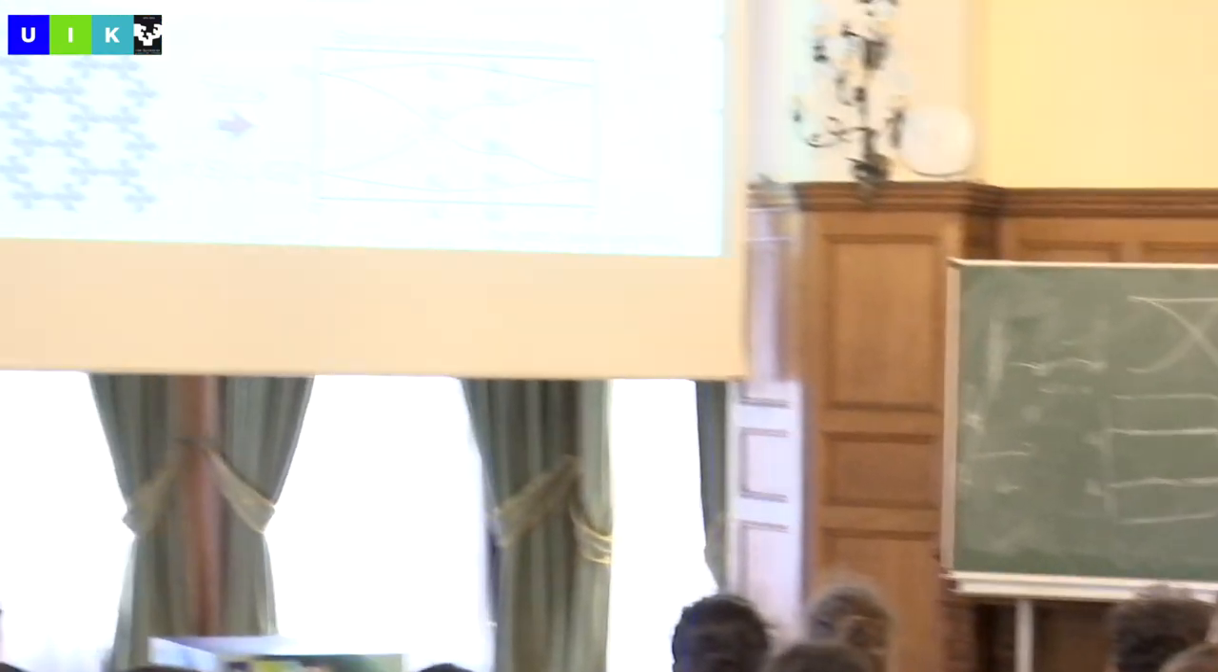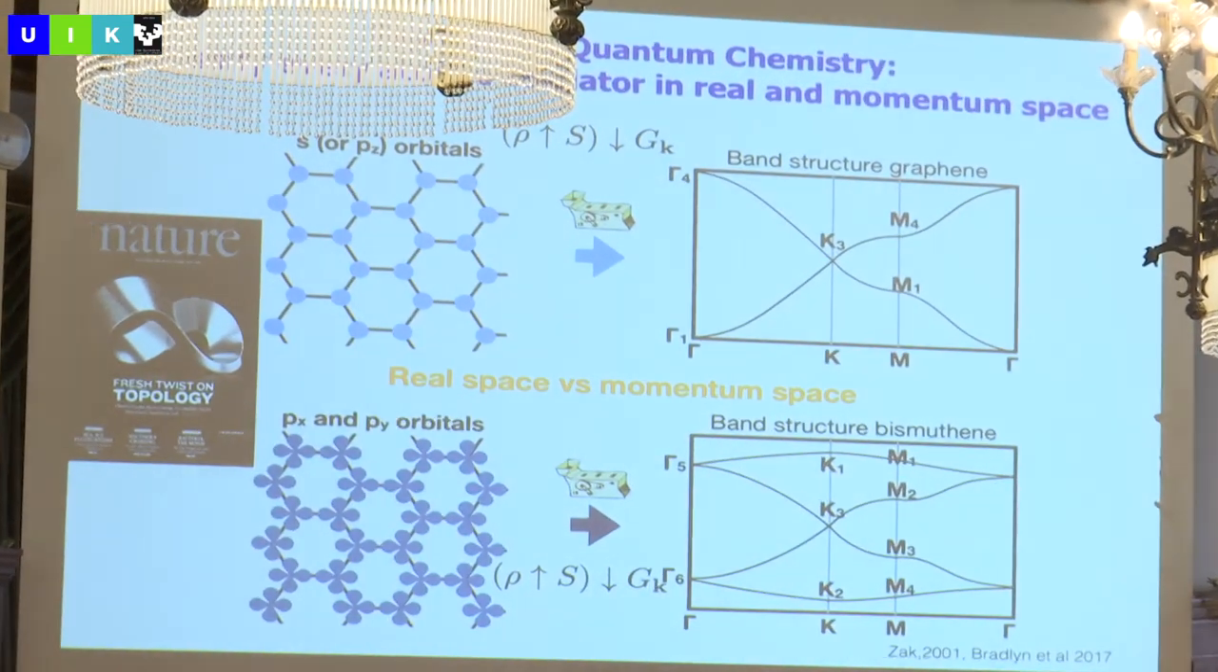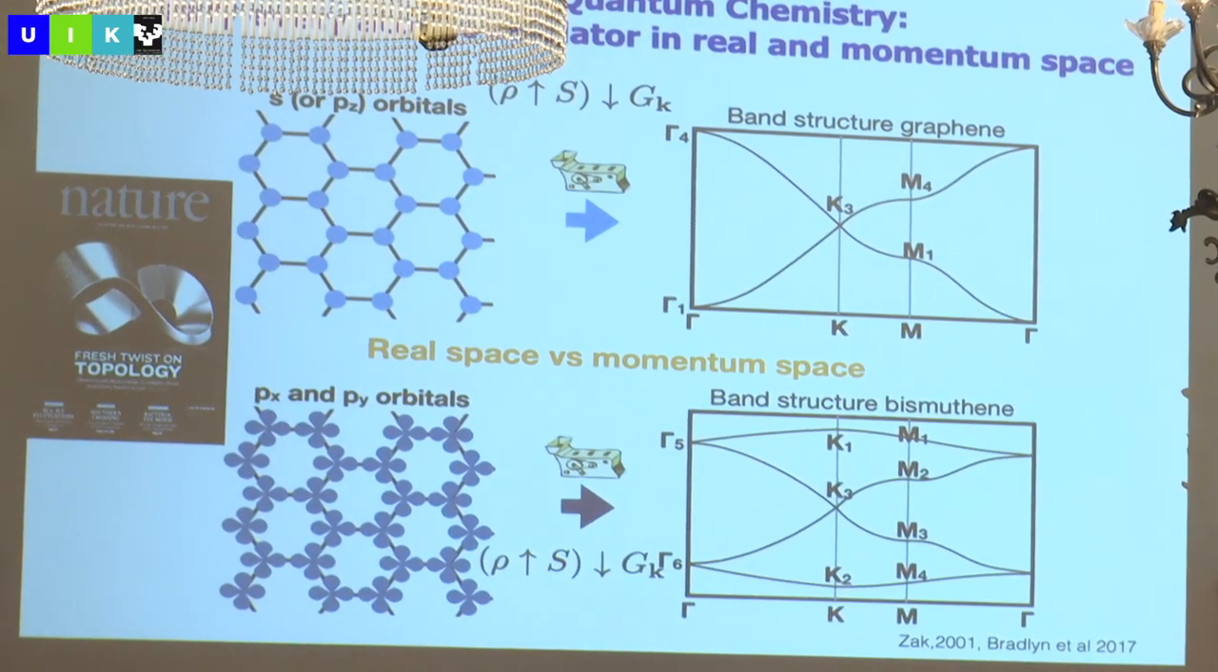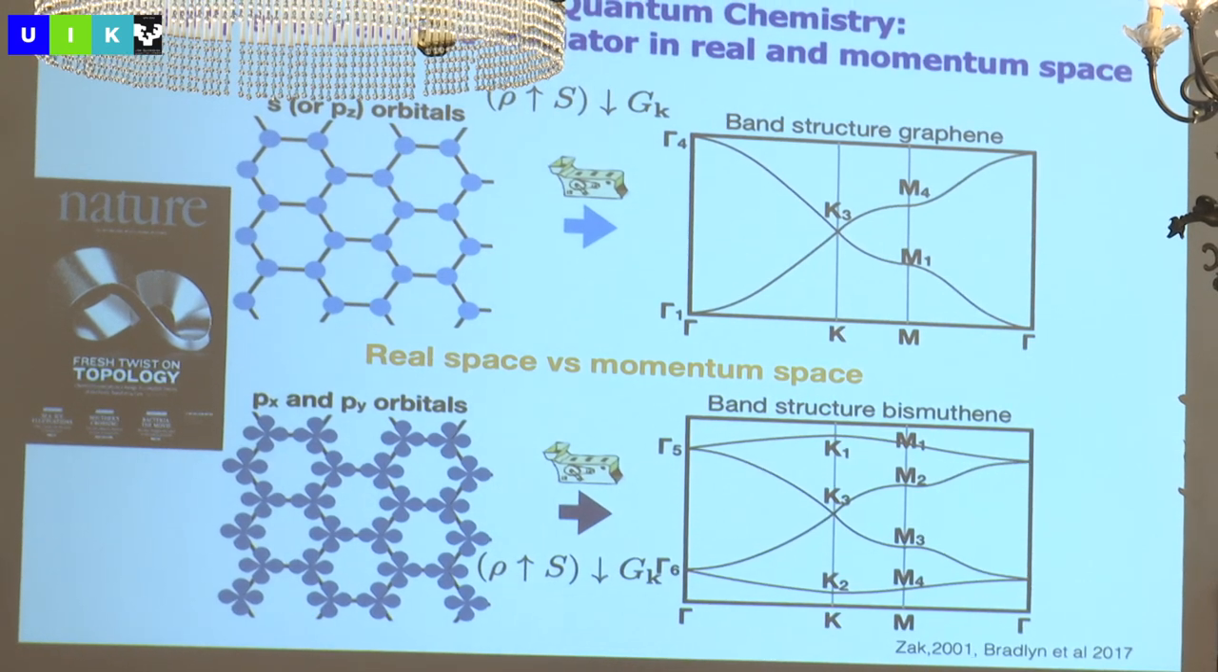The machinery that we need, and again, I'm going to give you just a flavor, is the following. If I know all the orbitals in the system, then I'm going to be able to tell you the eigenvalues of the bands at the high symmetry points. So for example, in graphene, s or pz orbitals always have these eigenvalues at the high symmetry points. You don't necessarily know if M1 is above M4 or M4 is above M1. That depends on whether your hopping is positive or negative. But you know that all the orbitals in the system give a set of bands that have these eigenvalues. Same thing with px and py orbitals. You have this set of eigenvalues.